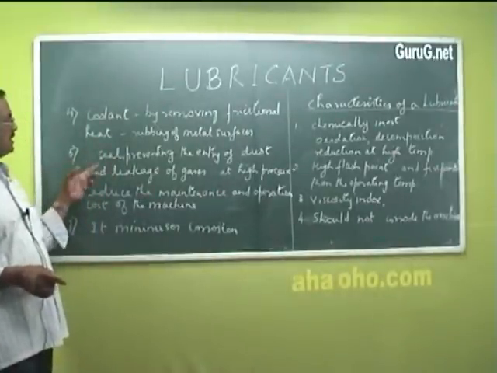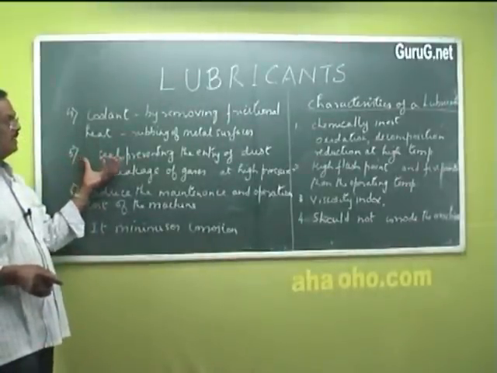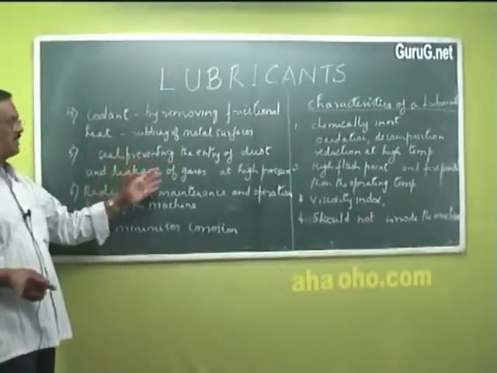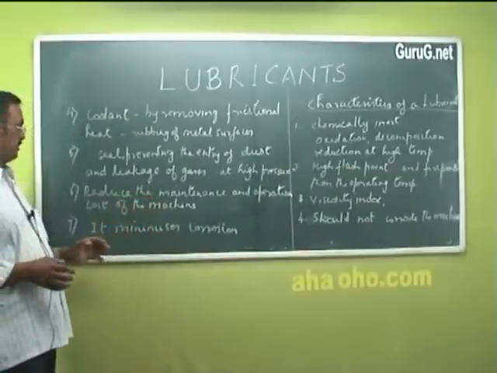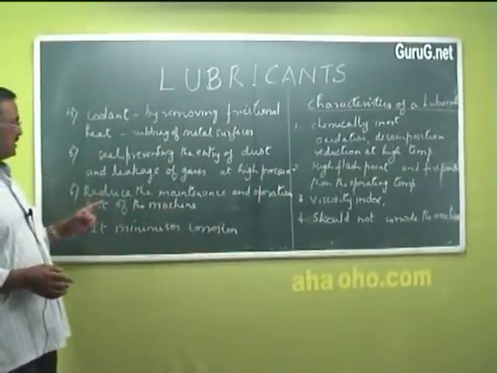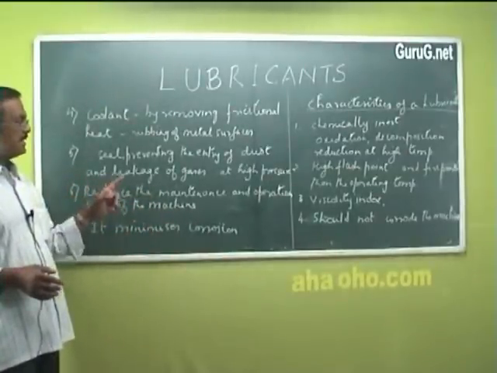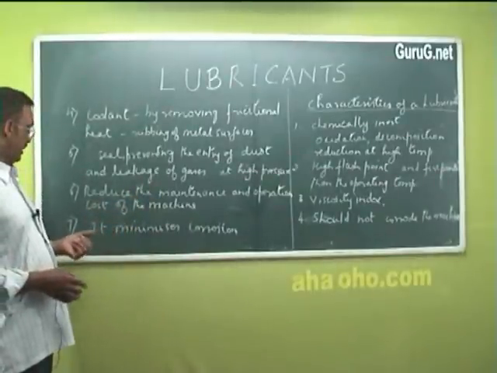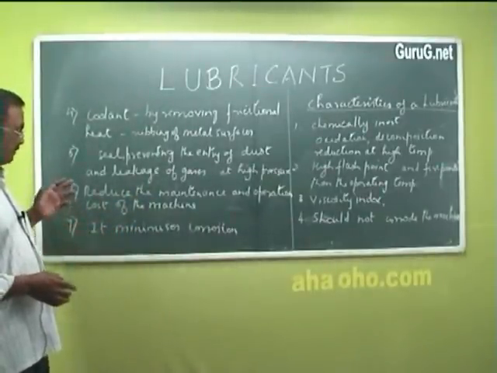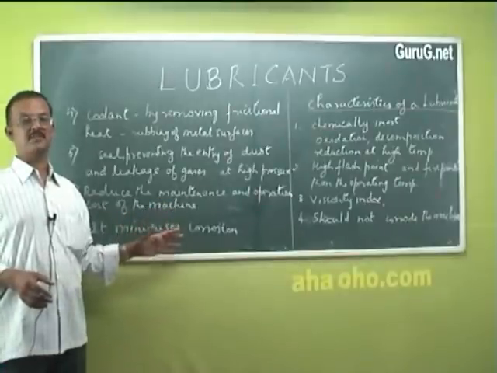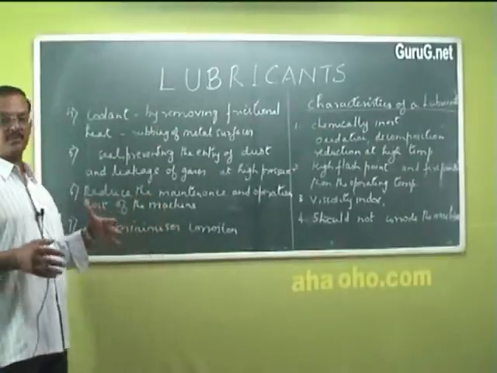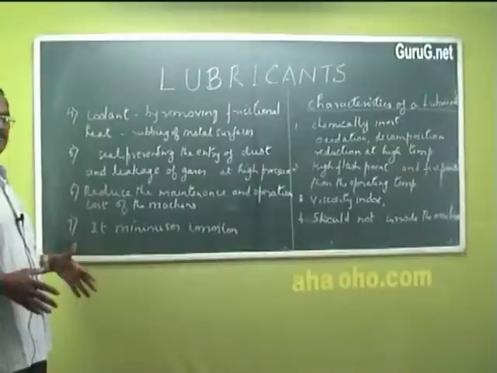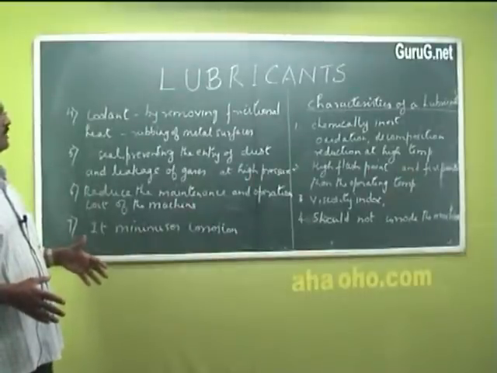The next point is they act as a seal, that is, they prevent the entry of dust and leakage of gases at high pressure. The next function of lubricants is they reduce the maintenance and operation cost of the machine. And the last, it minimizes corrosion, which is very dangerous to machines. So lubricants have all these 7 functions.